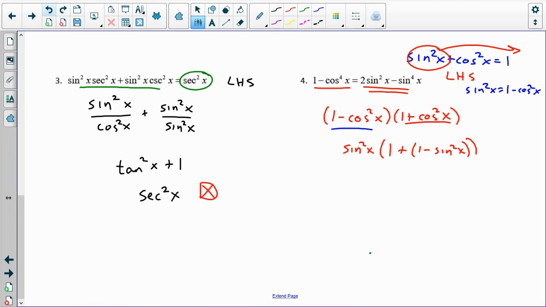And now all I have to do is do some distributing. So sine squared x, 1 plus 1 is 2. And now I distribute and I get 2 sine squared x minus sine to the fourth x. And I'm done.